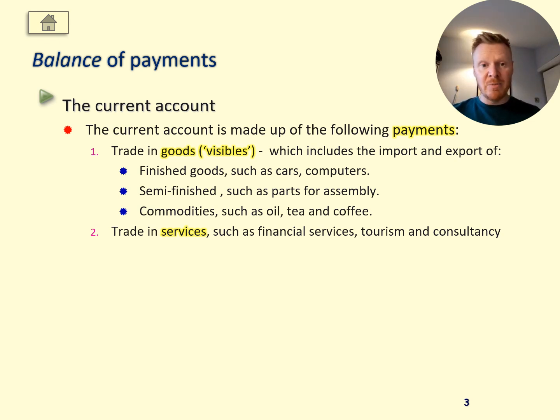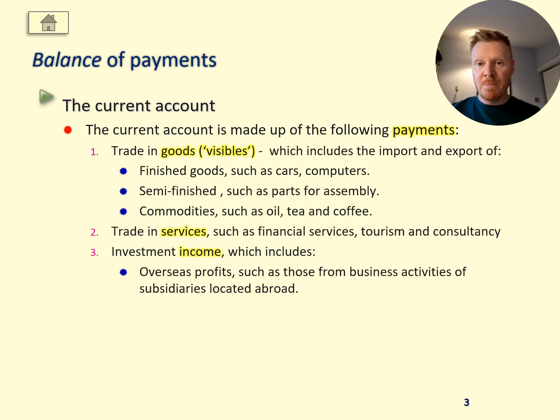Then the second account in the current account is trade in services. We do a lot of exporting of services in the UK. Could be tourism, consultancy, financial services, insurance, all that sort of thing. Number three is investment income. So this includes overseas profits. So if a UK company has a subsidiary in a foreign country, the profits it makes are repatriated to the UK, and that would be investment income coming into the UK.